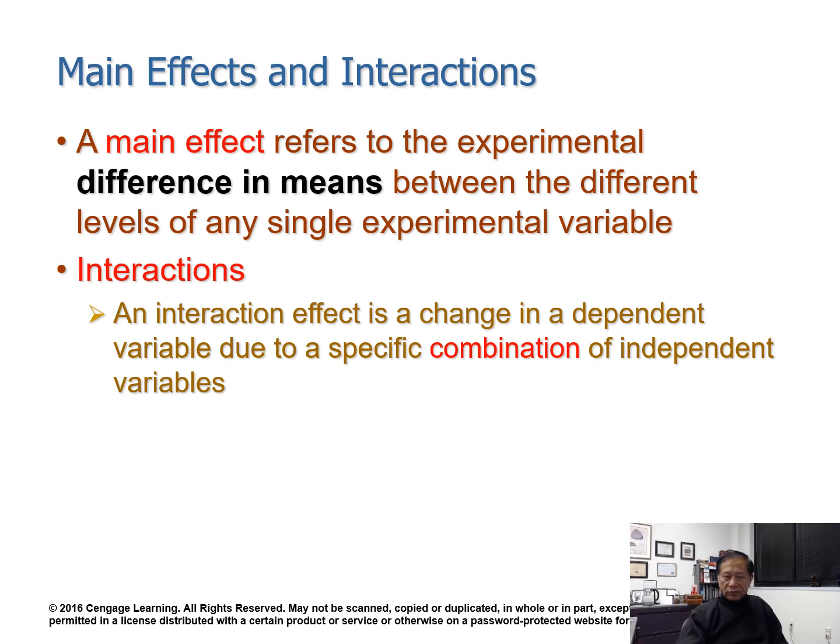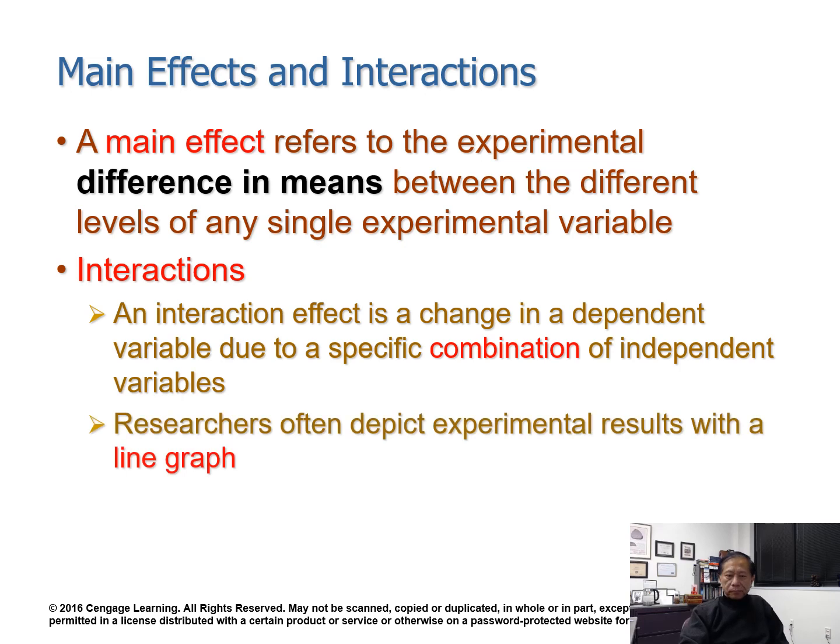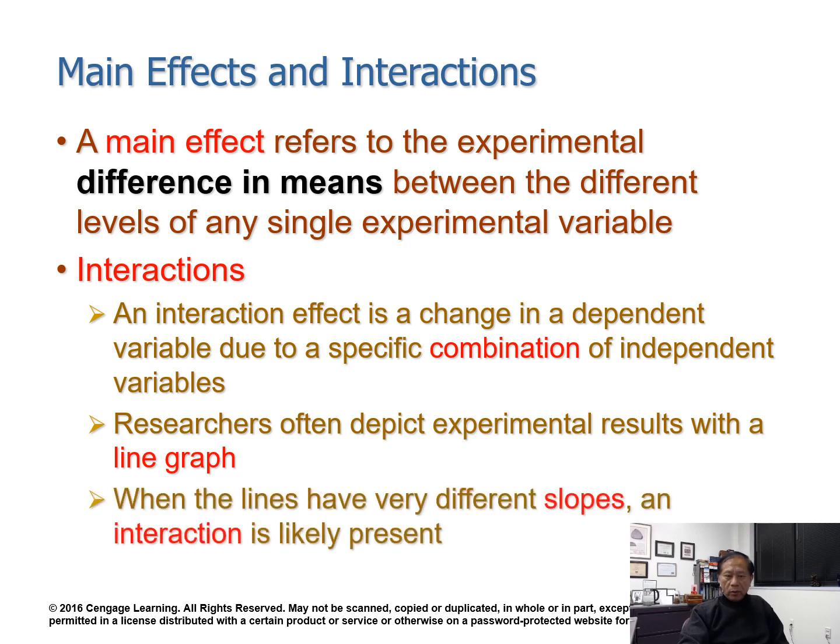So interaction effect is a change in the dependent variable due to a specific combination of independent variables. In this case, lighting and color of the room. Okay? Researchers often depict the experimental results with a line graph. When the lines have different slopes, an interaction is likely to be present.